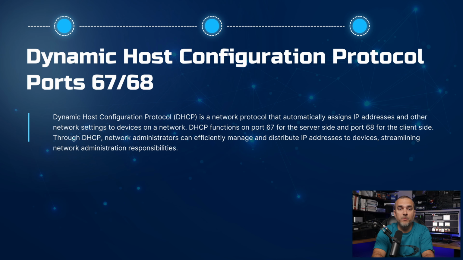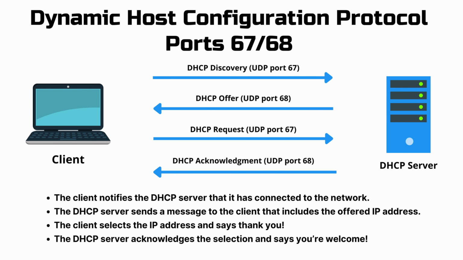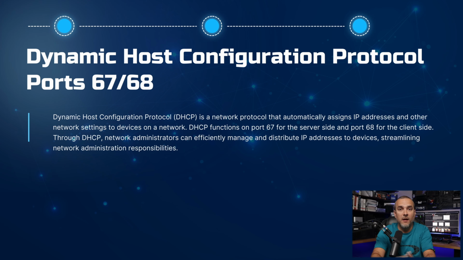Dynamic Host Configuration Protocol, or DHCP, is a network protocol that automatically assigns IP addresses and other network configuration settings to devices on a network. DHCP operates on port 67 for the server side and port 68 for the client side. By using DHCP, network administrators can centrally manage and allocate IP addresses to devices, simplifying network administration tasks. Unless you have a reason to assign a computer a specific IP address, it's always going to be better to let DHCP do that for you.